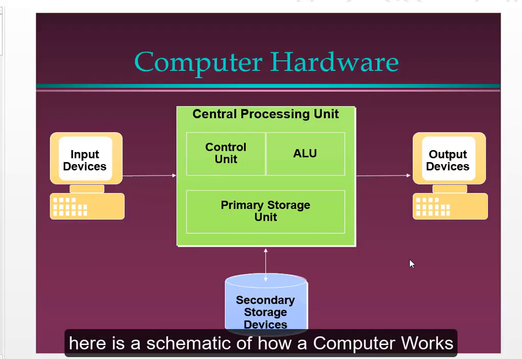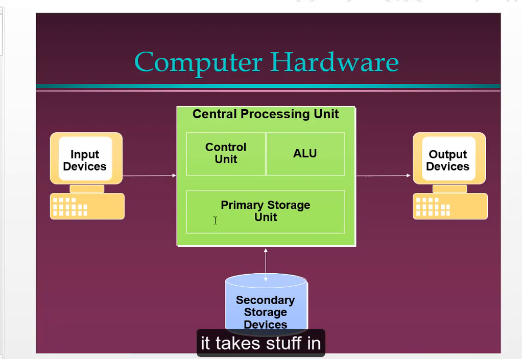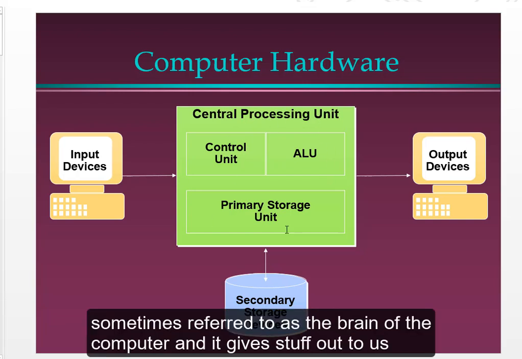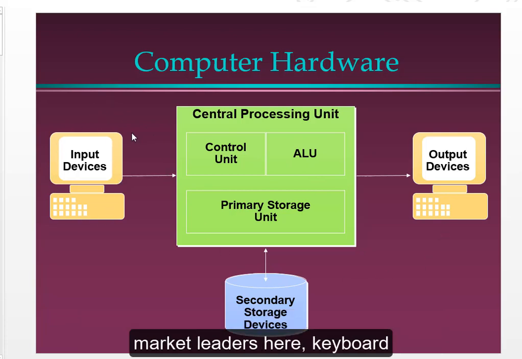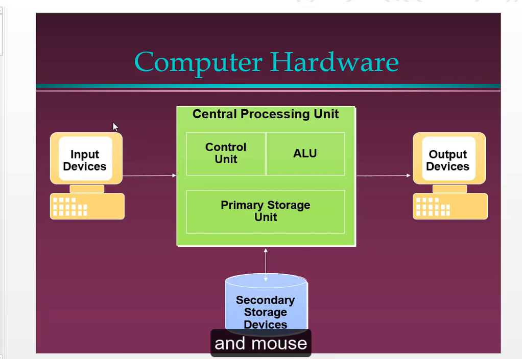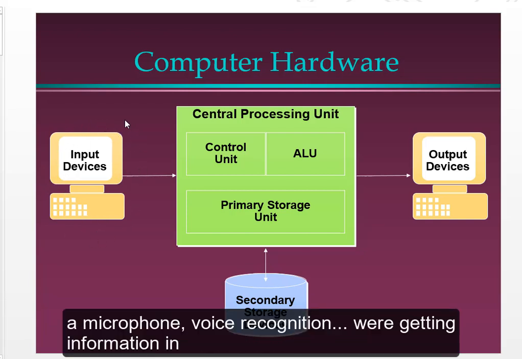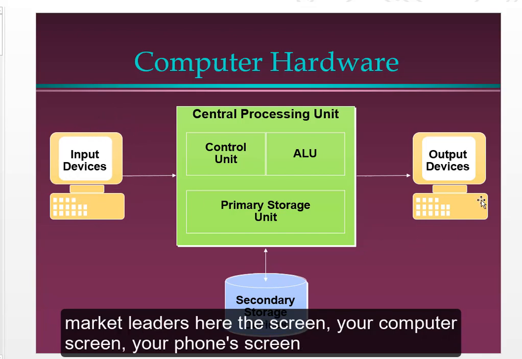Here is a schematic of how a computer works. It takes stuff in, processes it through a CPU, sometimes referred to as the brain of the computer, and it gives stuff out to us. Market leaders here: keyboard, mouse, a microphone, voice recognition. We're getting information in. Market leaders here: the screen, your computer screen, your phone's screen.